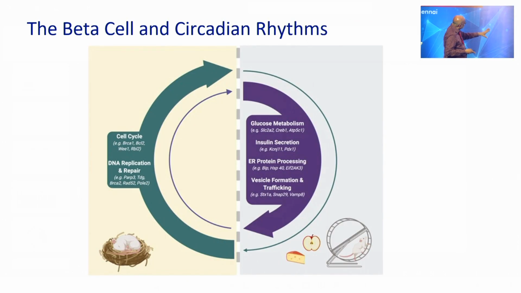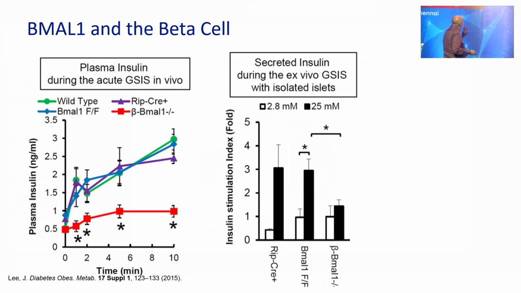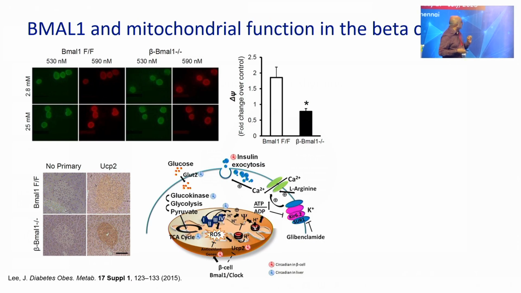So just to tell you that the beta cell is also circadian, I'll come to this part. On the other hand, let's take a beta cell and remove BMAL. When you remove BMAL, the ability to respond to glucose comes down. BMAL is the most important one when it comes to glucose secretion. Similarly, the glucose-stimulated insulin response comes down, which means glucose-stimulated insulin response is dependent on BMAL1, which is the most important clock gene.